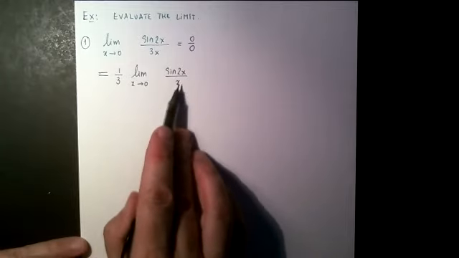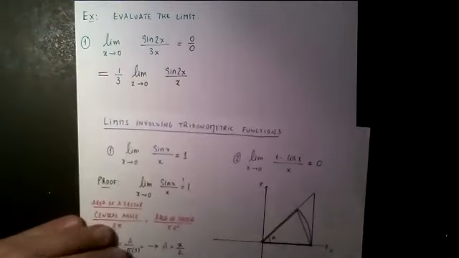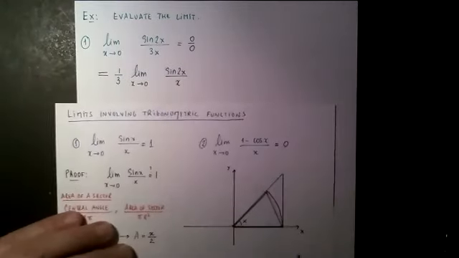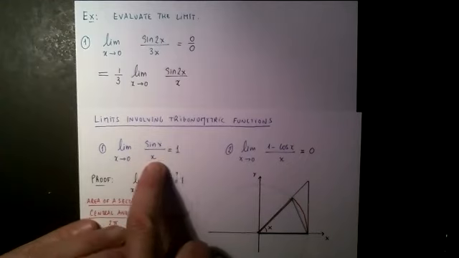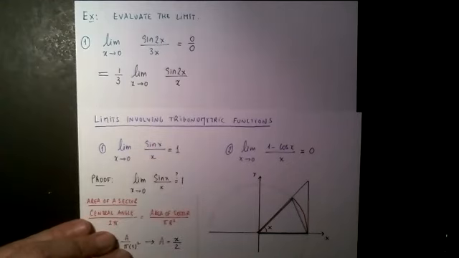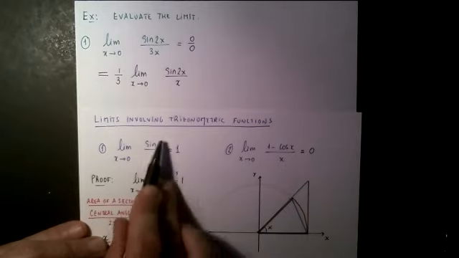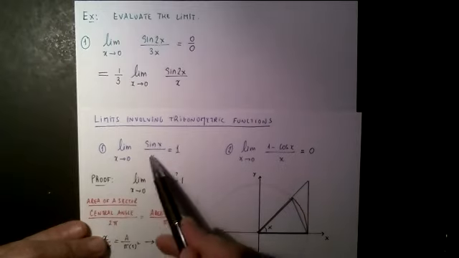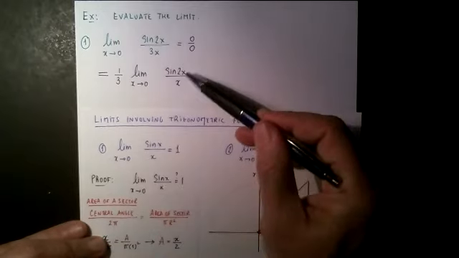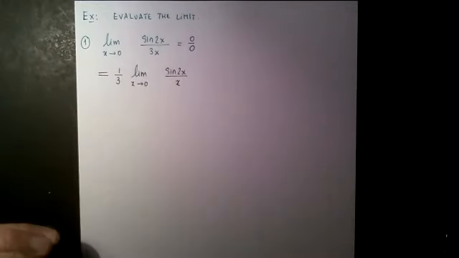So I have sine 2x over x. Except I cannot say that this is 1 because my theorem tells me, if you go back, it has to be sine x over x, not sine 2x over x. So the x here and the x here have to be the same, which is not the case here. So how do I make it the same?